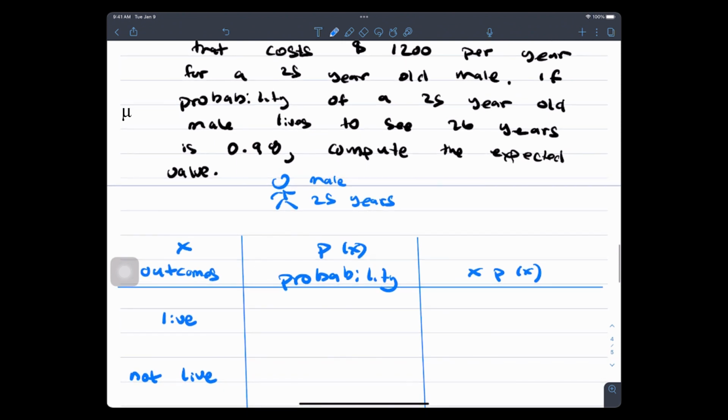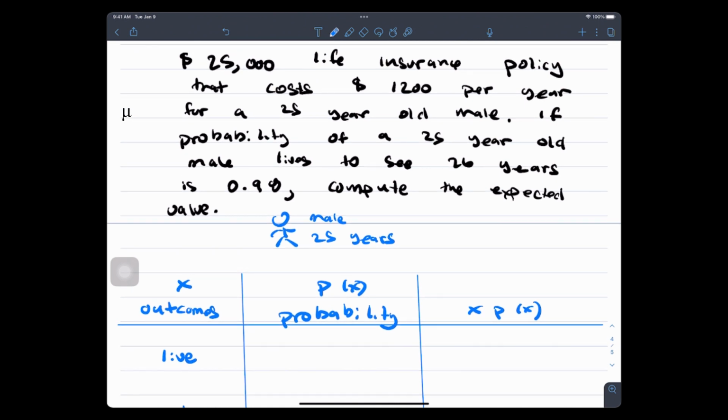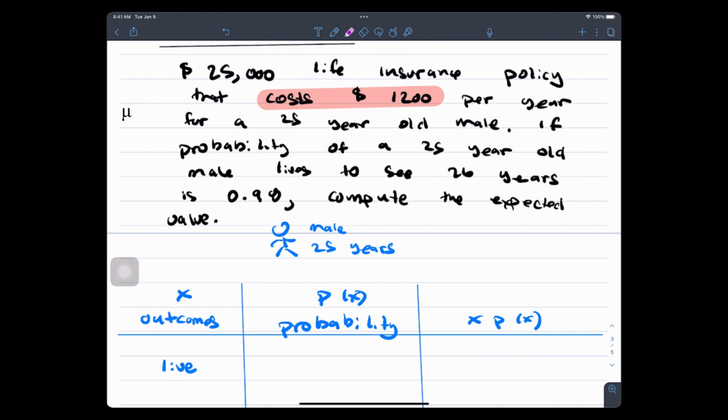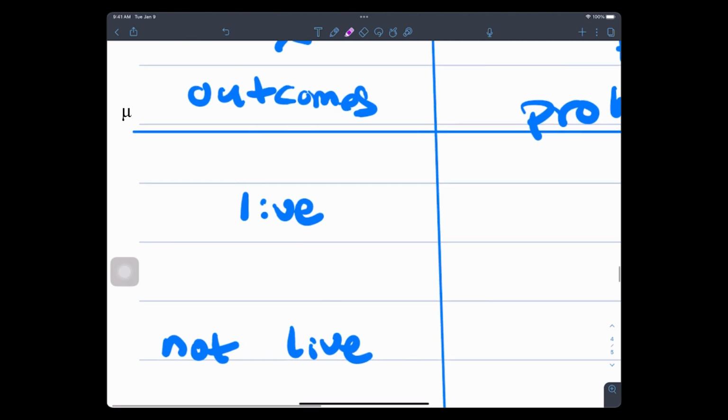So let's go back and read. You guys agree if you're a 25-year-old male, because this is how life insurance works, you got to pay money for that policy. Those are the terms. What does it cost? It costs $1,200. Do you guys know what they mean by that? What does that $1,200 represent? And what about the $25,000? I apologize. Well, here's the deal. If you live, remember we have to think about this. If you live, how much money do you get for living?